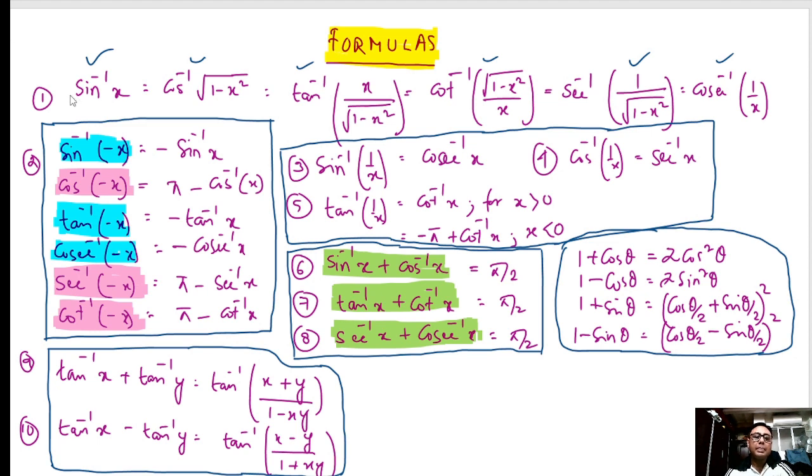Similarly, this is also a very, very important formula. Please note it. Tan inverse x plus tan inverse y. Please note the formula, very important formula. Similarly, tan inverse x minus tan inverse y.